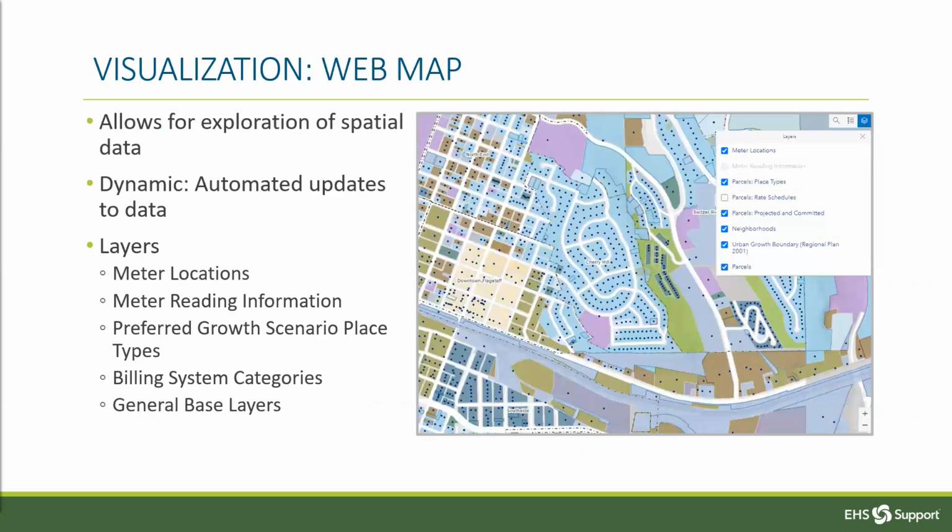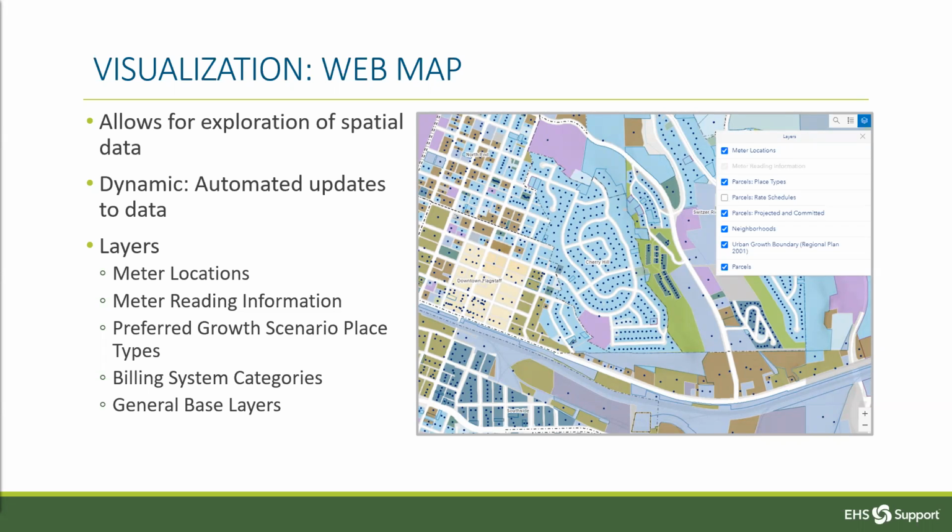The map houses relevant data layers that can be turned on or off within the map, depending on the user's needs. This allows for exploration of the data in a visual environment. This is something completely new, as the meter locations were not displayed spatially with their reading and consumption information prior to this project.